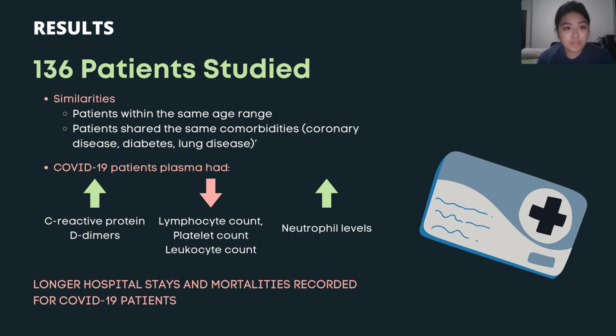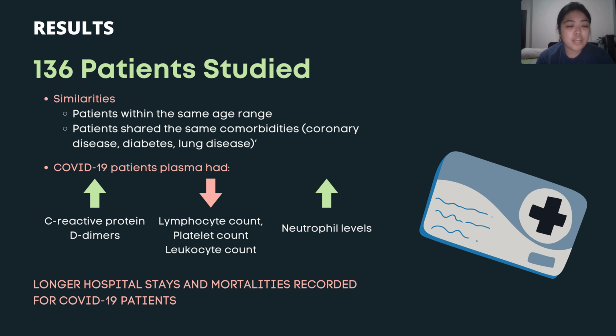Their ages were similar to each other. COVID-19 and non-COVID-19 patients shared common comorbidities such as diabetes, lung diseases, and coronary diseases. Comorbidity is the occurrence of two diseases at the same time. Similar comorbidities expose the study's patients to the same symptoms and the same high risk of contracting disease and more severe COVID-19 symptoms. Despite these similarities, there were differences in the plasma test results of these patients.